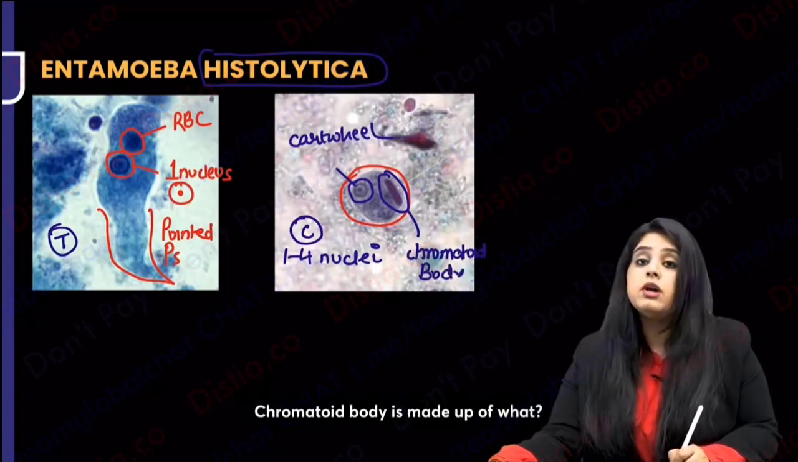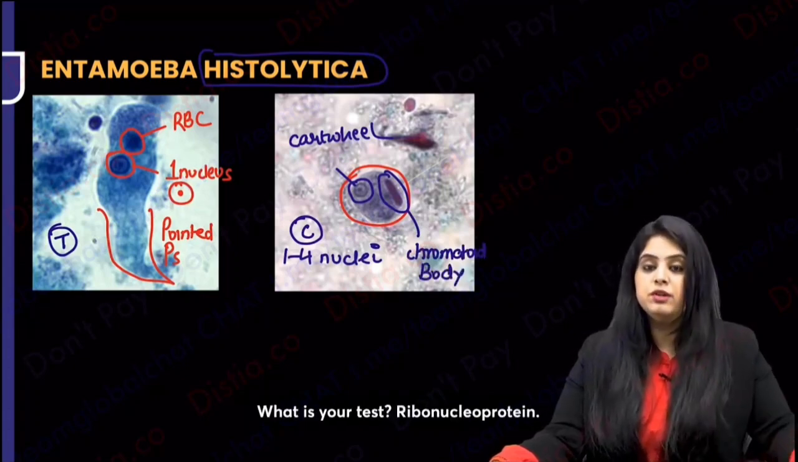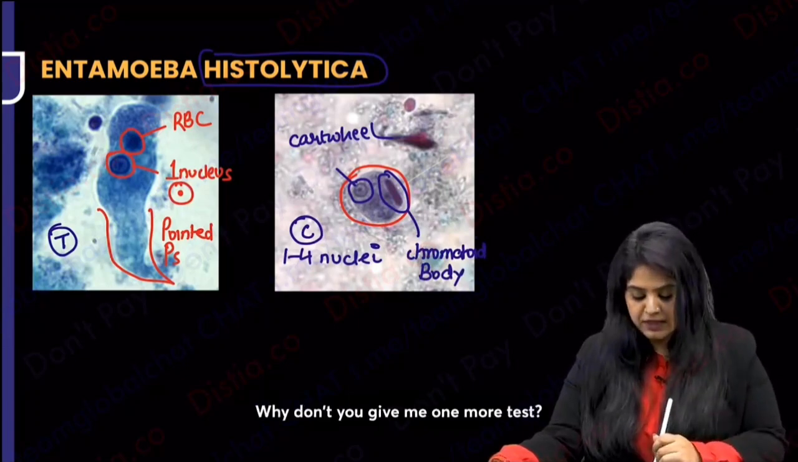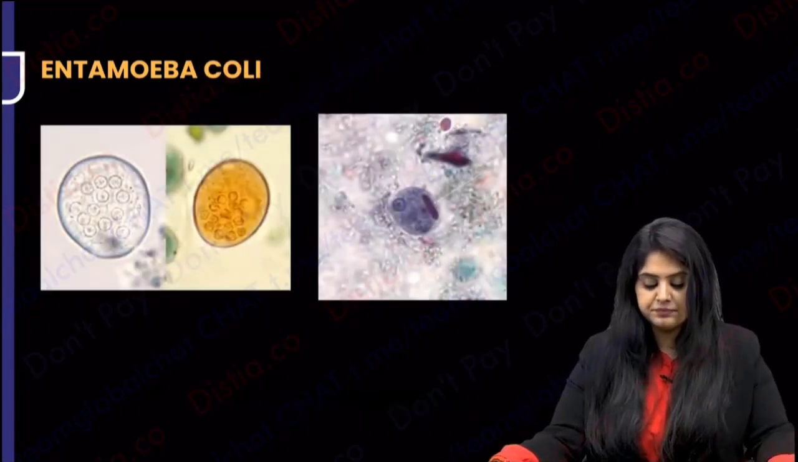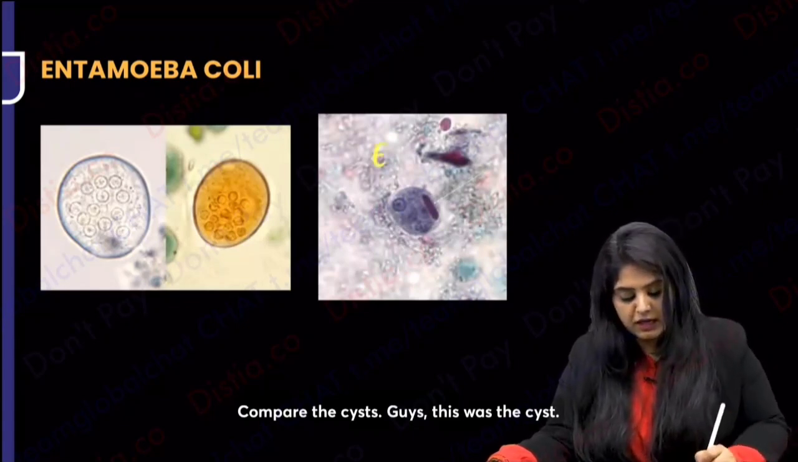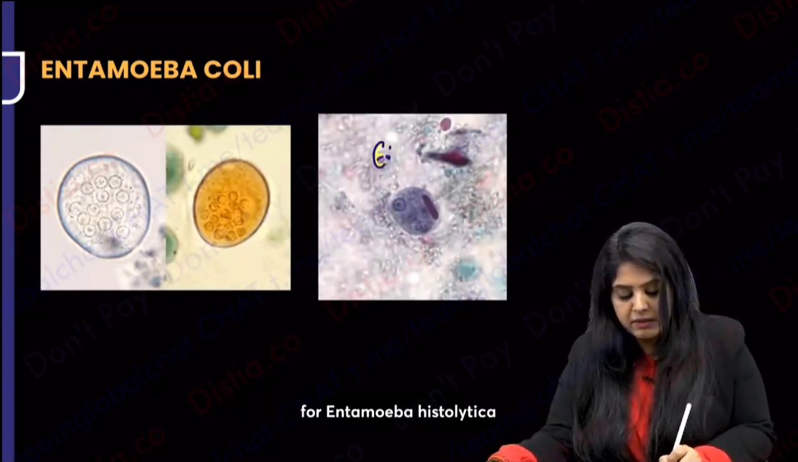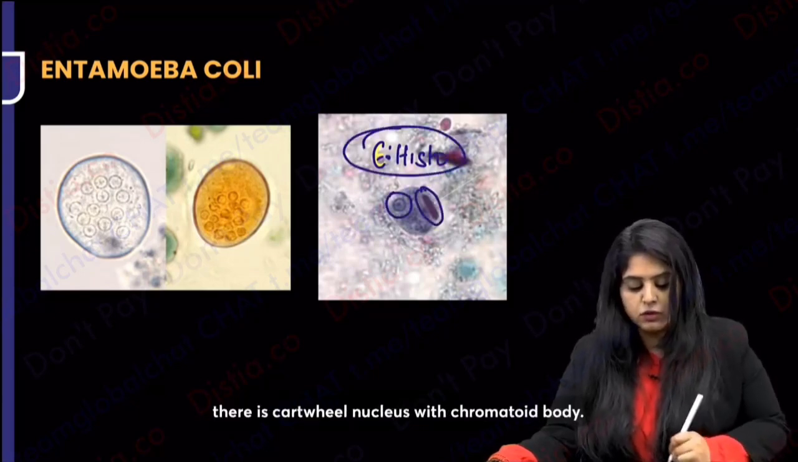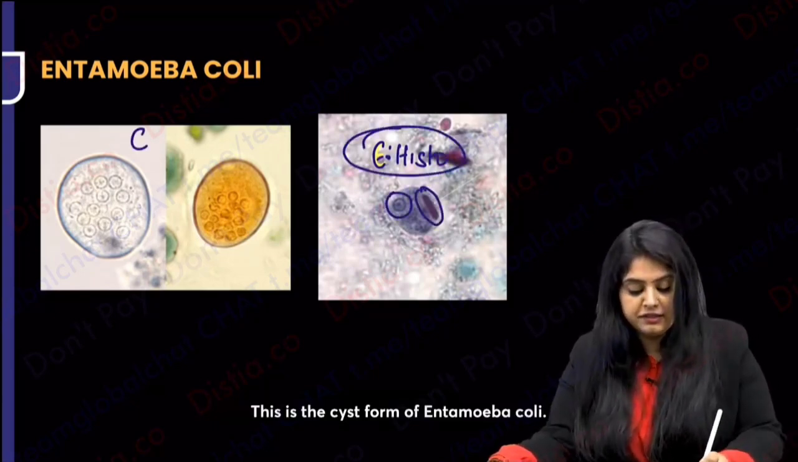Chromatoid body is made up of what? What is your test? Ribonucleoprotein. Very good. If you've seen this, why don't you give me one more test? Can you identify what is this? Compare the cysts. Guys, this was the cyst right now that you told me for Entamoeba histolytica, where you said that, okay, there is cartwheel nucleus with chromatoid body. This is the cyst form of Entamoeba coli.